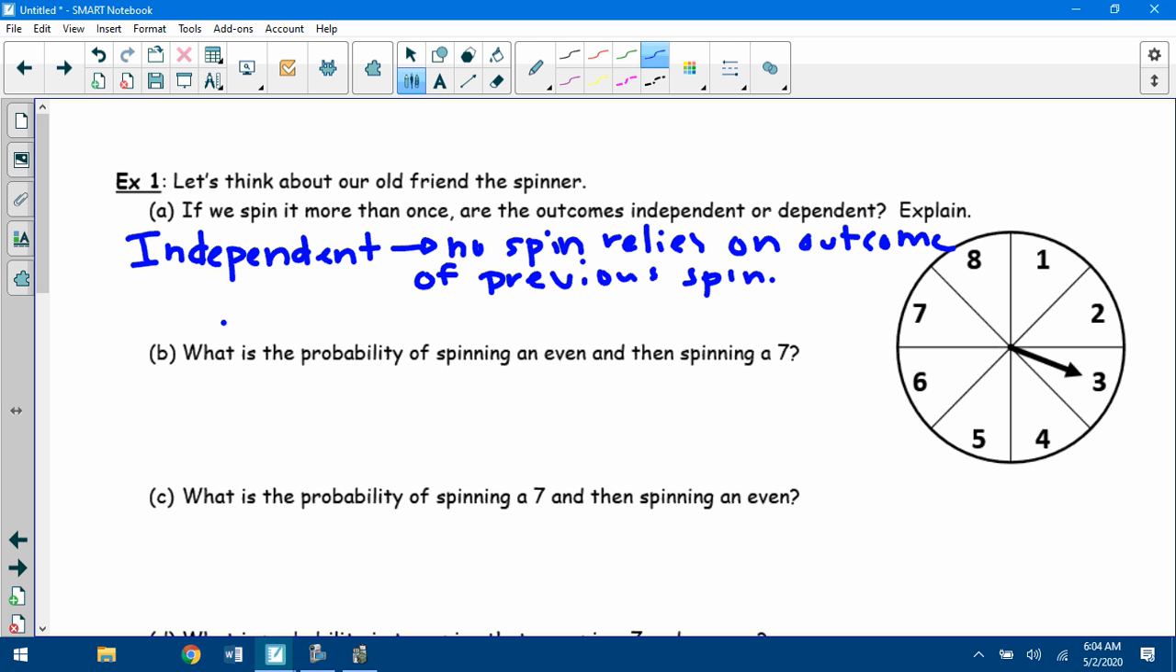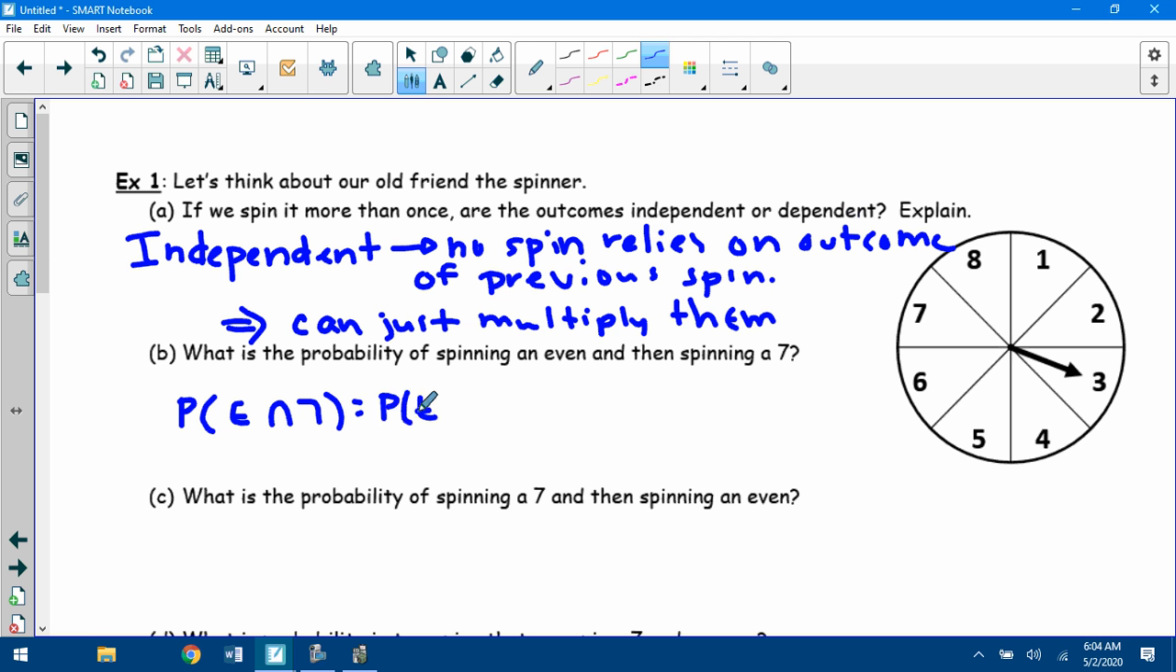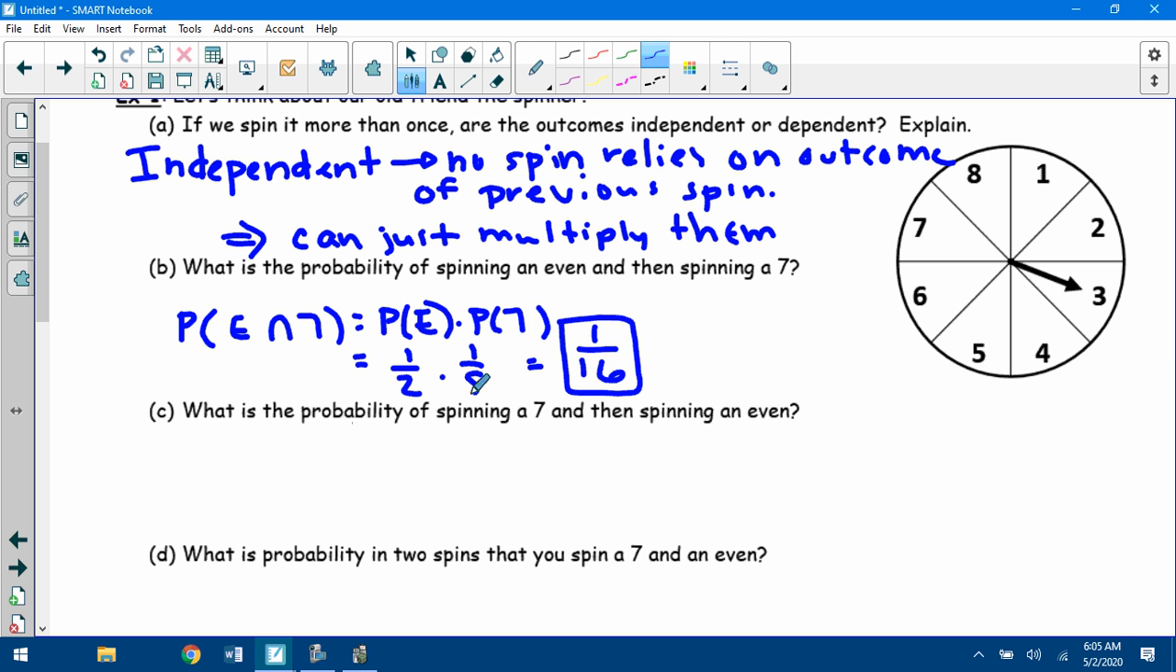So if it's independent and I have an AND probability, now I know I can just multiply probabilities. I don't have to worry about what happened on the previous outcome. So what's the probability of spinning an even and a 7? The probability of even and 7 is just probability of even times probability of 7. And the probability you get an even would be 4 out of 8, or 1/2. Probability you get a 7 is 1 out of the 8. When you multiply those, you get 1/16. Remember, multiplying fractions, just multiply across the top, multiply across the bottom. What's the probability of spinning a 7 and then spinning an even?